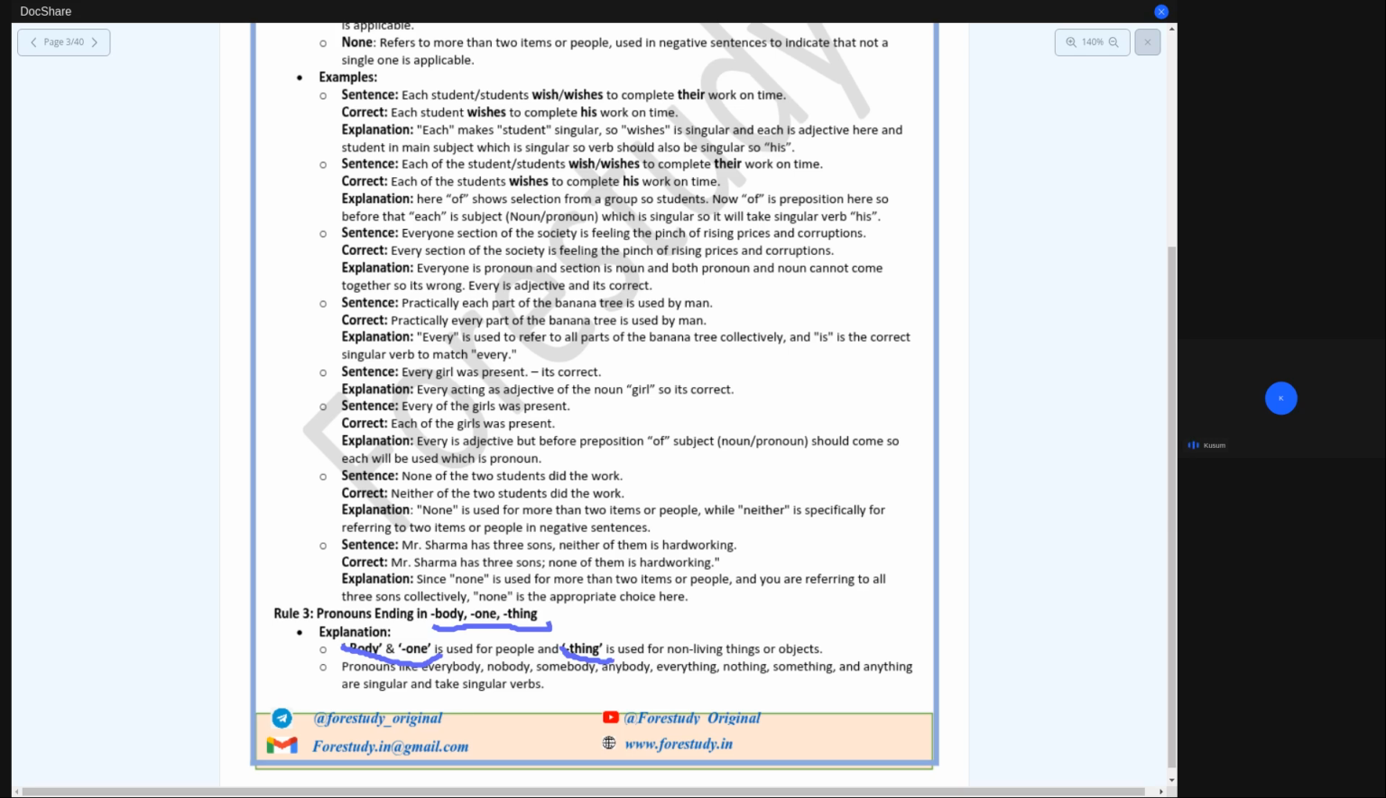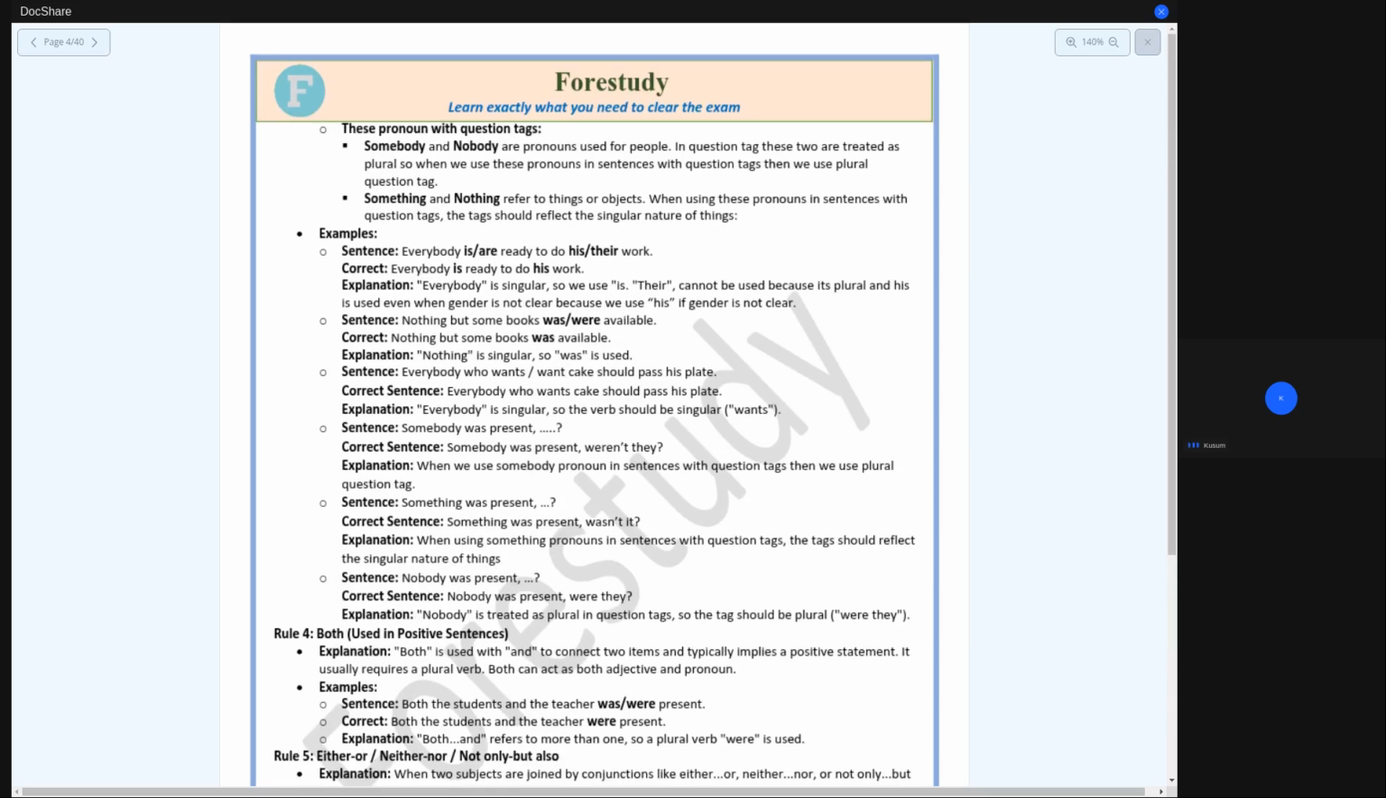So let's have a look at a few examples. Everybody is or are ready to do his or their work. The correct sentence is: everybody is ready to do his work. Somebody and nobody are pronouns used for people, and the words which end with thing refer to things or objects. Here, everybody means we are talking about a person, and as I said, it takes a singular verb.